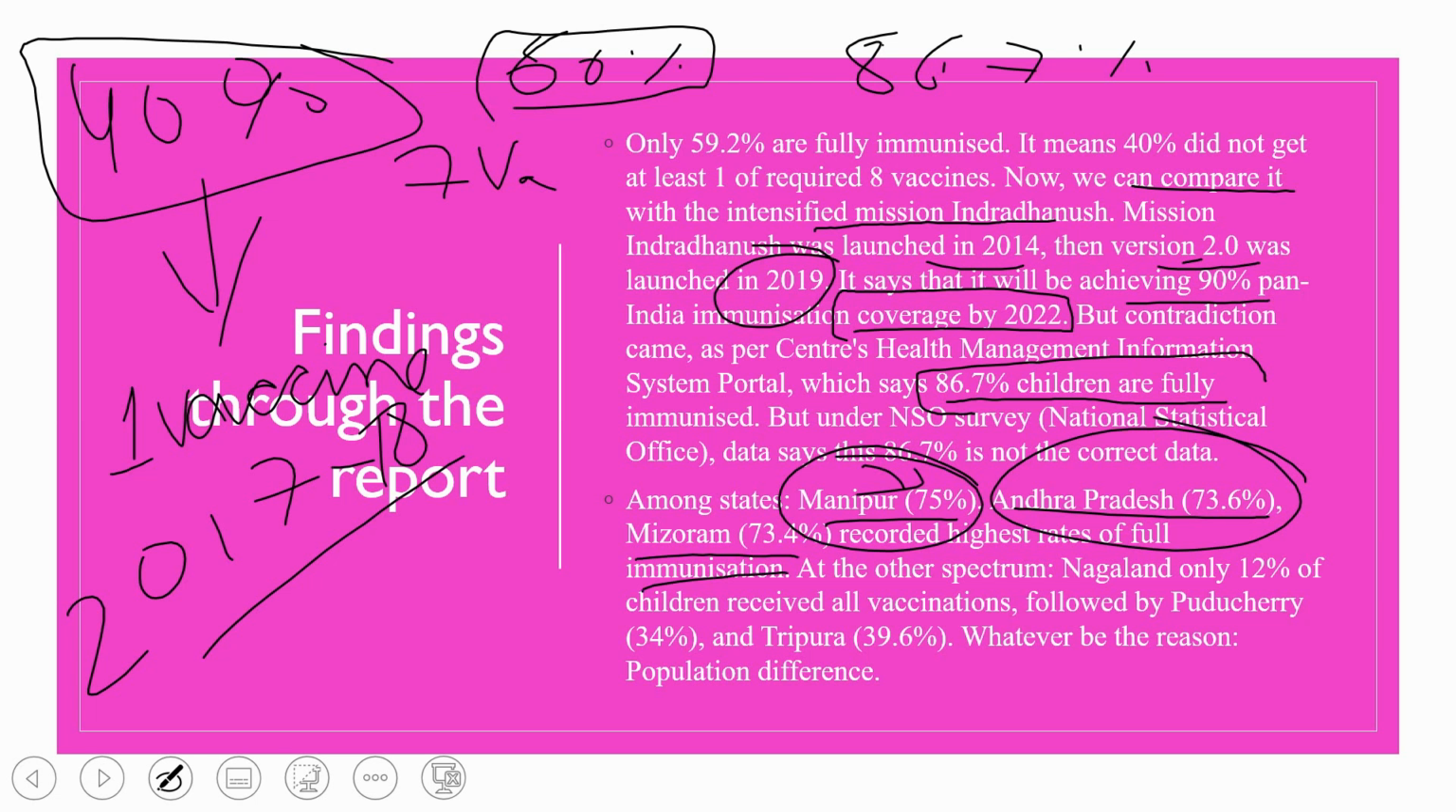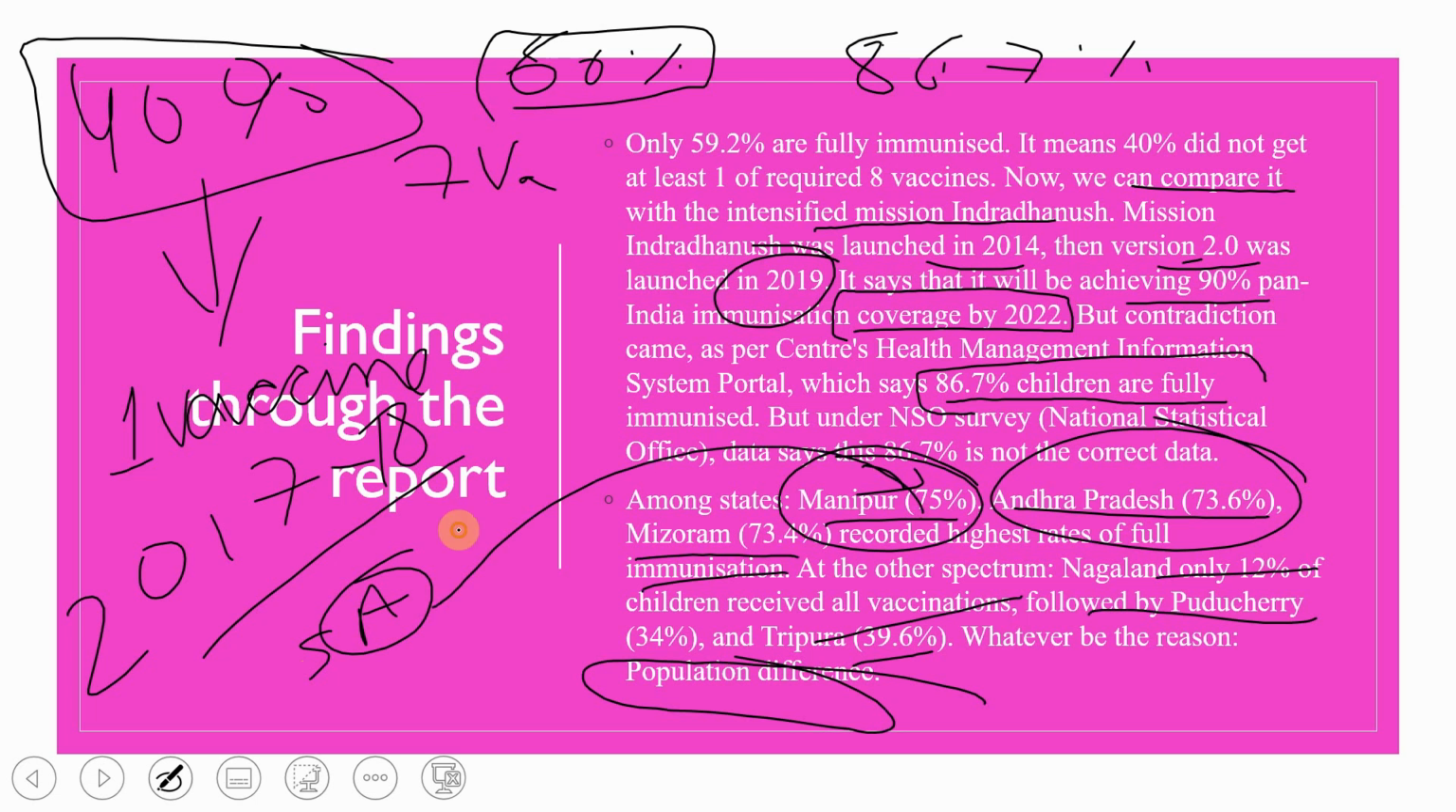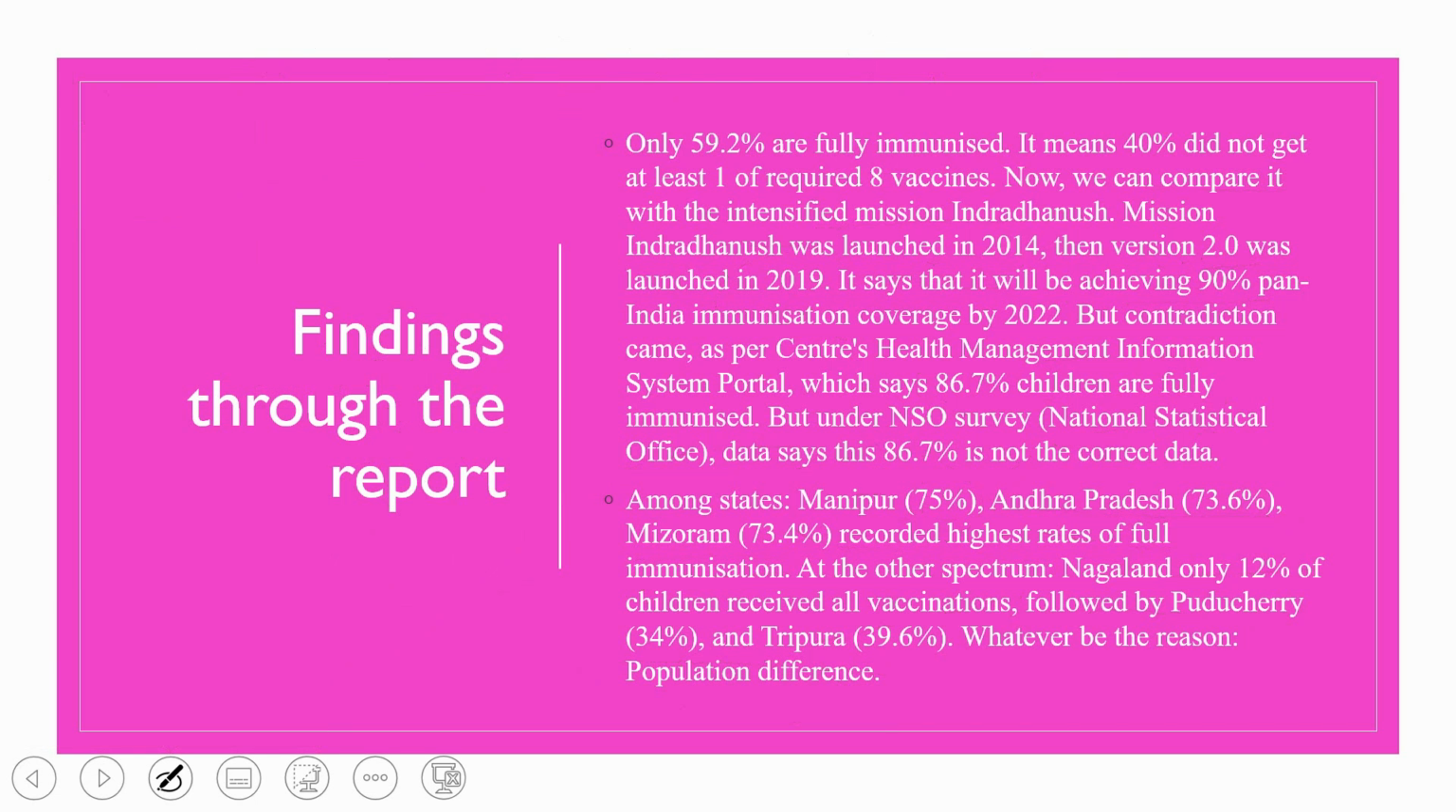state are fully immunized. At the other end of the spectrum, if we see Nagaland, only 12% of the children received all vaccination, followed by Puducherry at 34%, Tripura at 39.6%. And just ignore the reason of population difference, like it may happen that for state A the population is very less, so this percentage has increased to 75%, and the population of other states like Andhra Pradesh or Bihar is too much, so the percentage is decreased. But the data is giving the reality of how many children are fully immunized, and overall only 60%, even less than 60% are fully immunized.